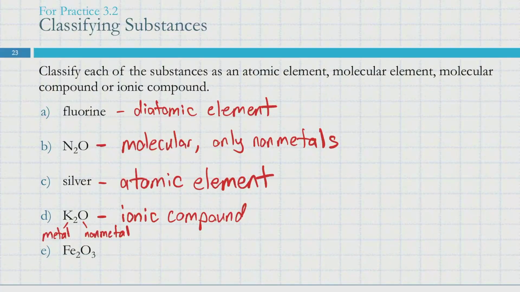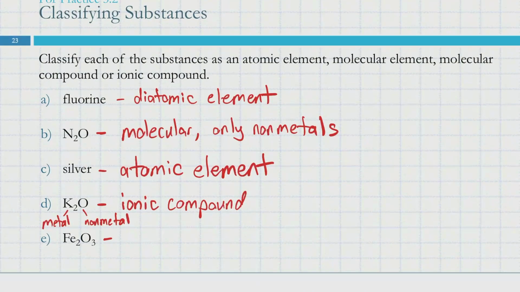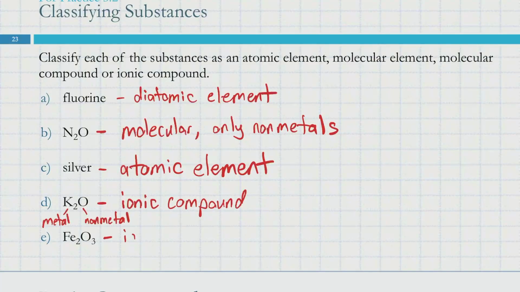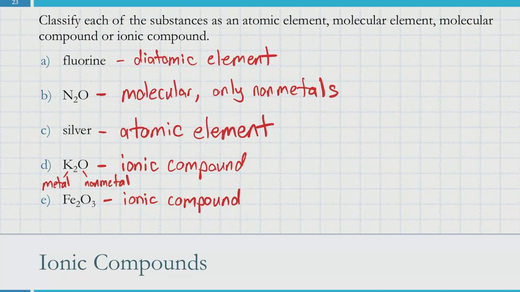How about Fe2O3? What kind of thing is that? Yeah, it's also an ionic compound, for the same reasons. Fe is iron. So rust is an ionic compound. Questions? Cool.